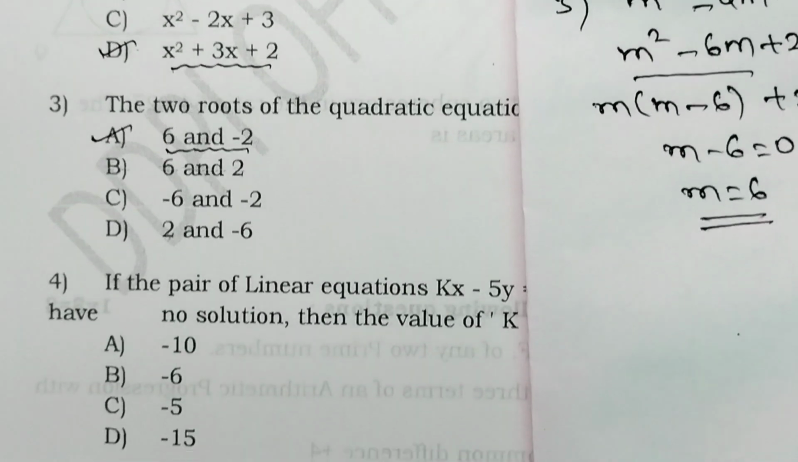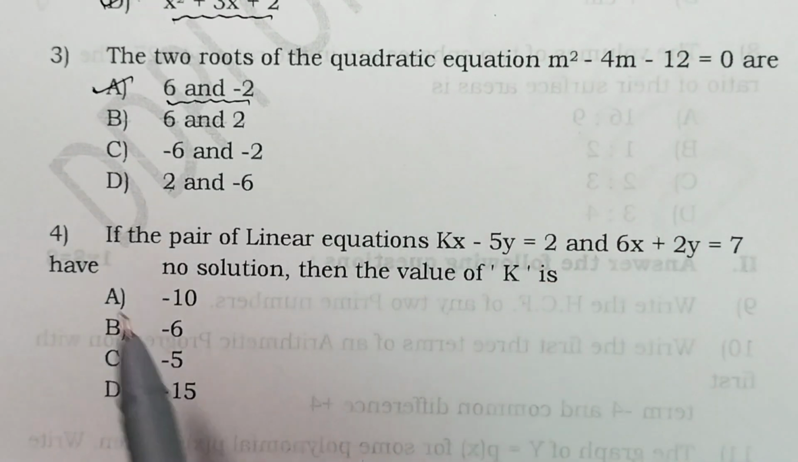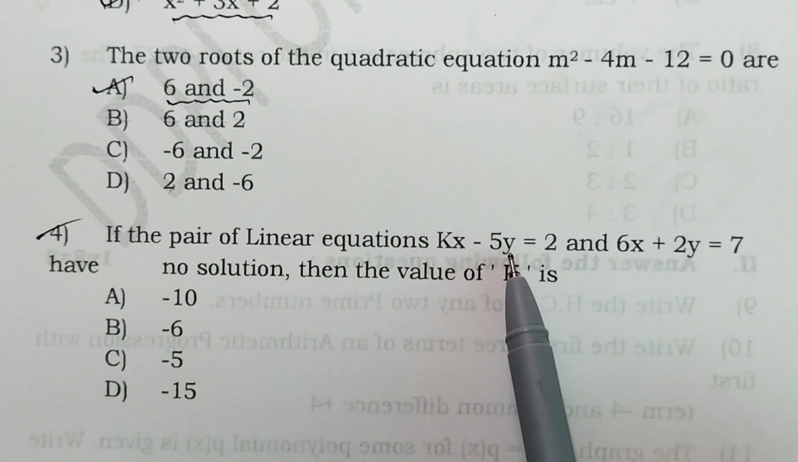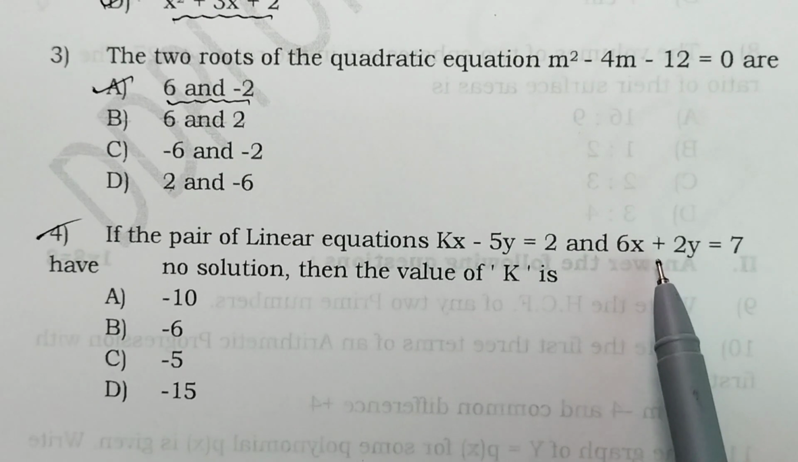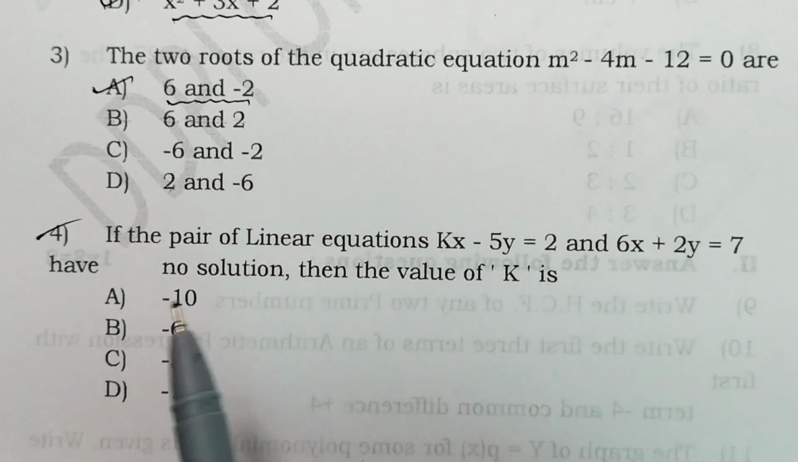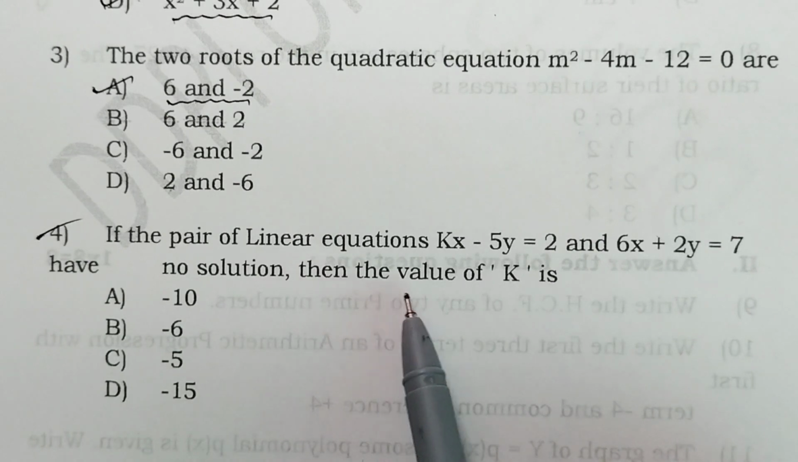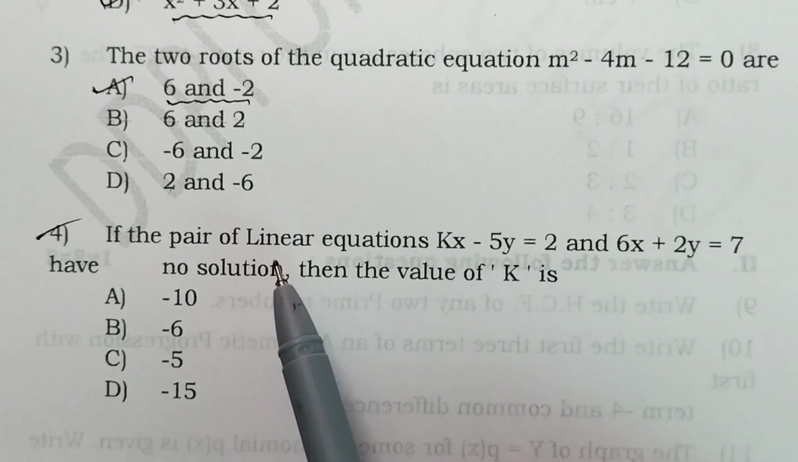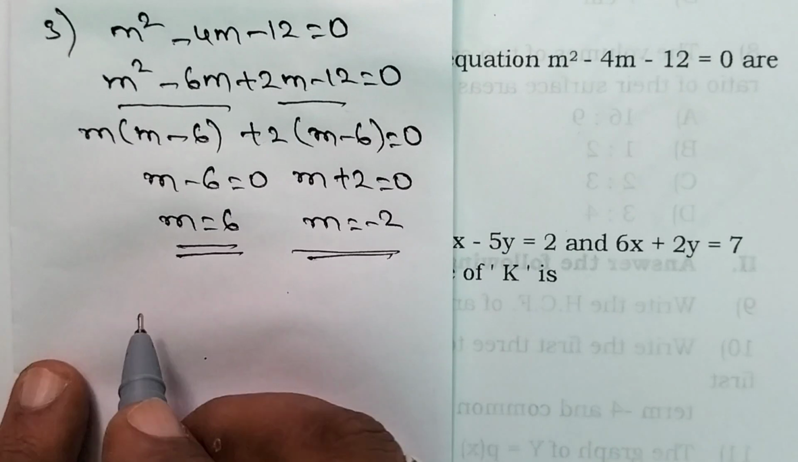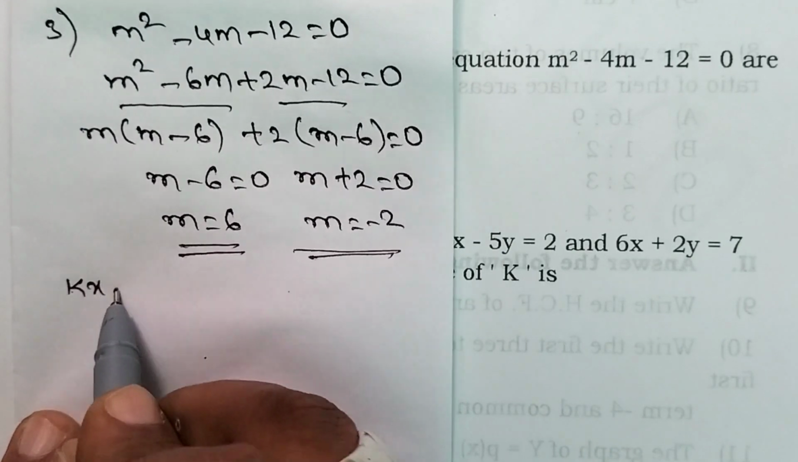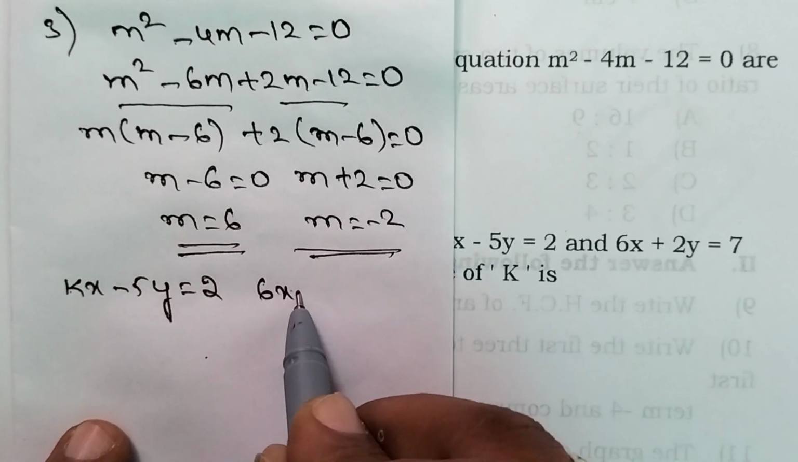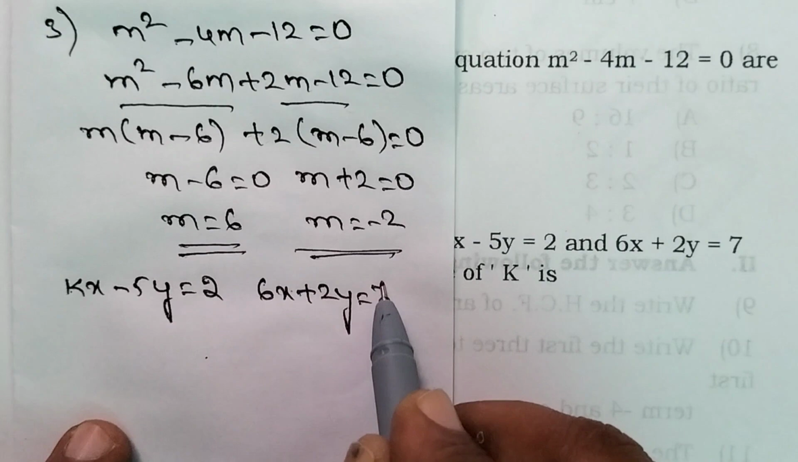Now let us move to the fourth question. In the fourth question, he asked: if the pair of linear equations kx minus 5y is equal to 2 and 6x plus 2y is equal to 7 has no solution, then the value of k is. If it does not have any solution, it is a parallel line. So now let us take the two equations they have given. One equation is kx minus 5y is equal to 2. Another equation is 6x plus 2y is equal to 7.